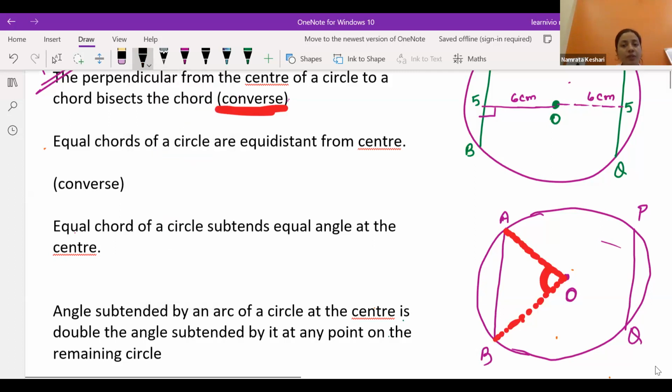Getting it? The chord AB is making an angle at the center, chord PQ is making an angle at the center. Can you see? If AB and PQ are of equal length, then these two angles will also be the same. The angles which are getting created by these equal chords must be the same at the center. Is it clear so far, Afreen and Samya?